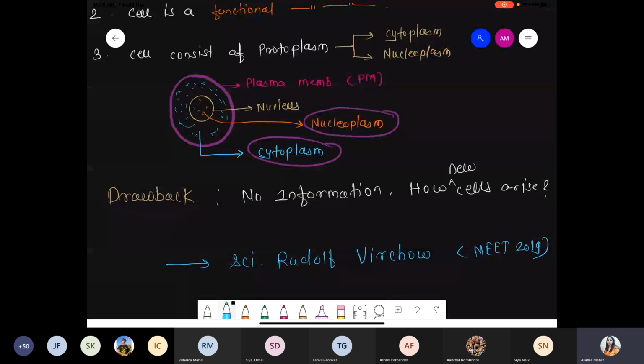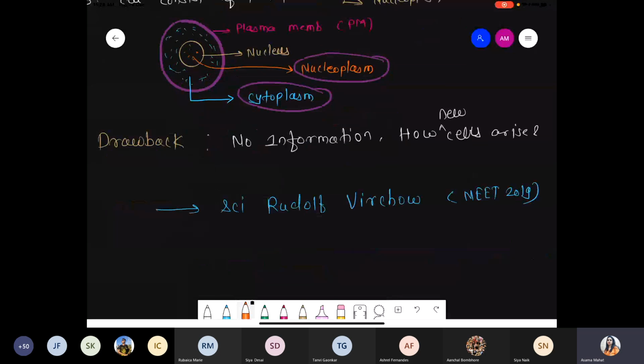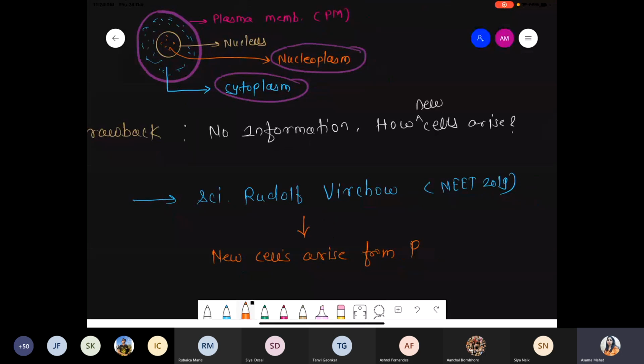Scientist Virchow basically explained one point, that new cells arise from pre-existing cells. He gave the reason, recovered the drawback, and explained that new cells simply arise from pre-existing cells. Obviously, we know a mother cell is present, whatever we are talking about, parental cells are present, and from the parental cell there is a formation of new cells.